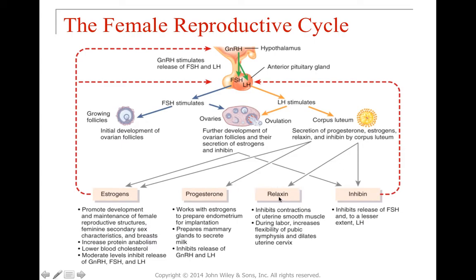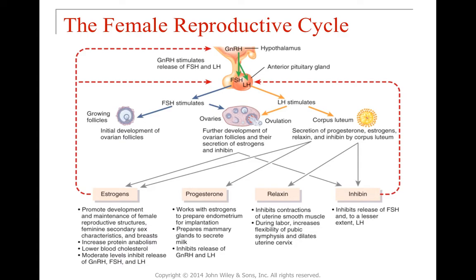So here's relaxin. Relaxin is going to be responsible for inhibiting contractions of the uterine smooth muscle. And during labor and later on in late pregnancy, it's also going to increase flexibility of different regions, including the pubic symphysis, and dilates the uterine cervix. As a side note, this can also cause women's ankles and joints to get very, very flexible, so they might be more likely to twist an ankle or twist a knee, or for their shoulder to come out of socket or something like that, because this relaxin is going to affect all of the different bone flexibility, basically, joint flexibility.